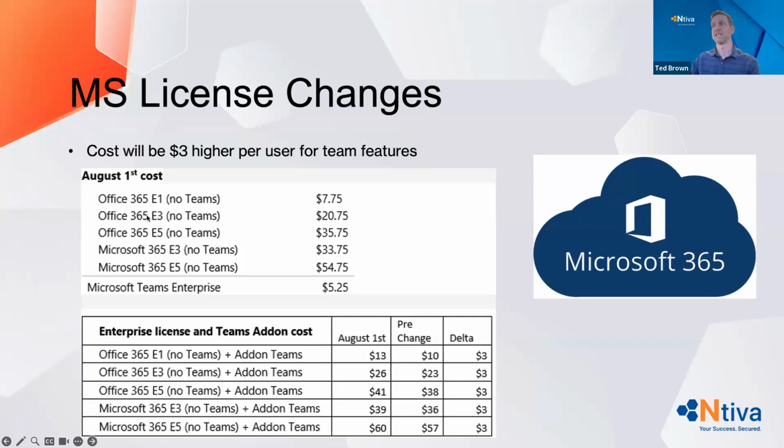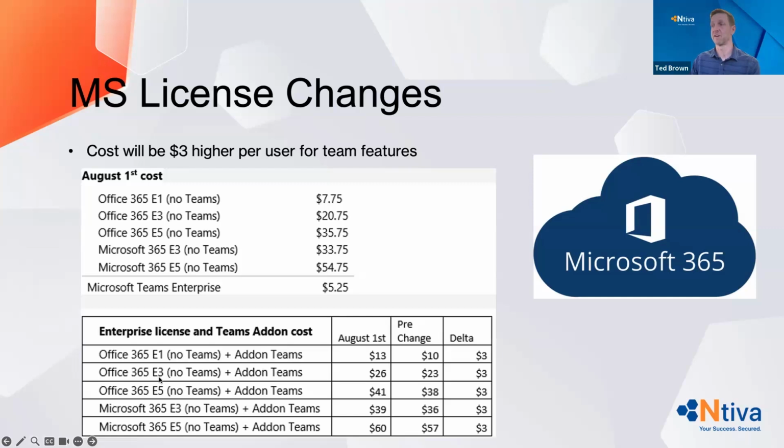So if you want to purchase E1, it'll cost you $7.75. If you then want to add on Teams, it will be an additional $5.25. Microsoft Office E3 over here, you can see is $33.75, and you still have to add on the $5.25. This chart I have here shows you what the cost will be and the delta if people want to include Microsoft Enterprise licensing and the Teams cost.